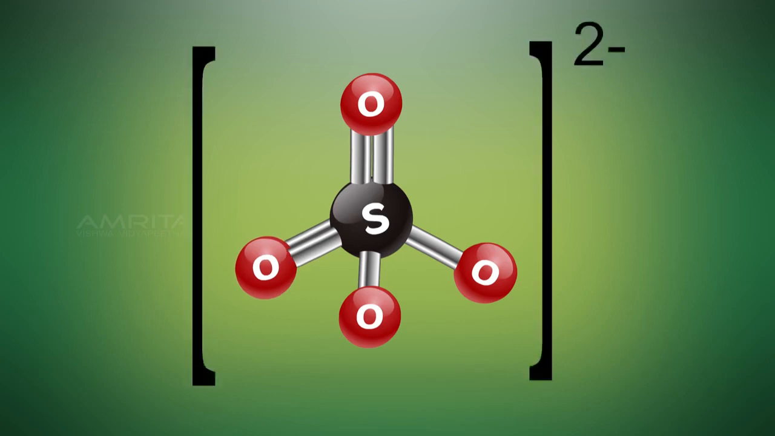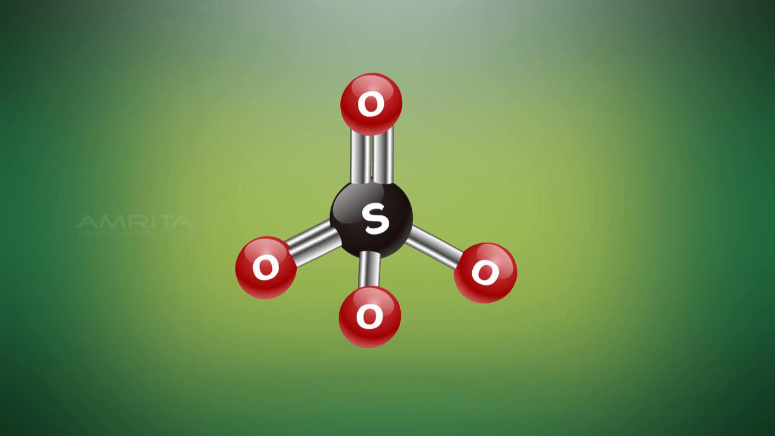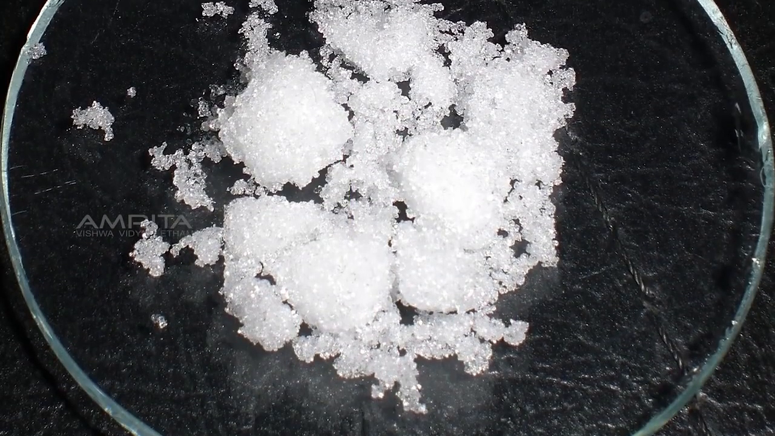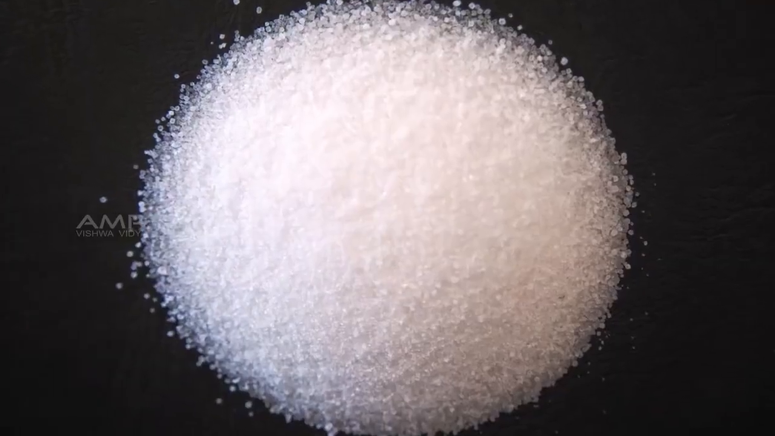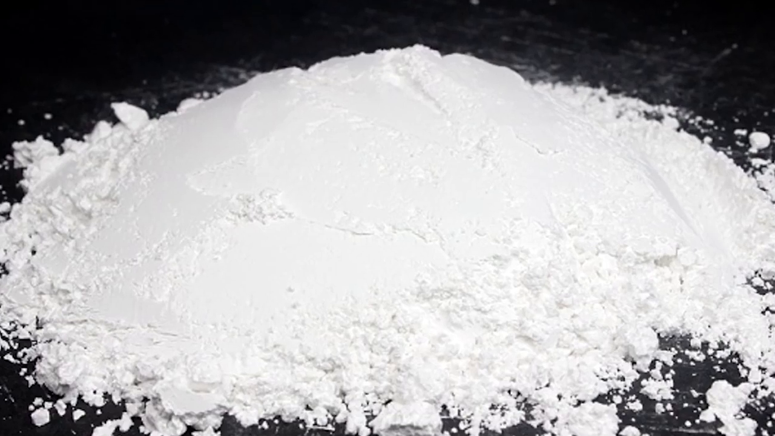in a tetrahedral arrangement. In the sulphate ion, the sulfur atom is in the +6 oxidation state, while the 4 oxygen atoms are in the -2 states. Sulphate ion forms many salts like sodium sulphate, potassium sulphate, barium sulphate, etc.